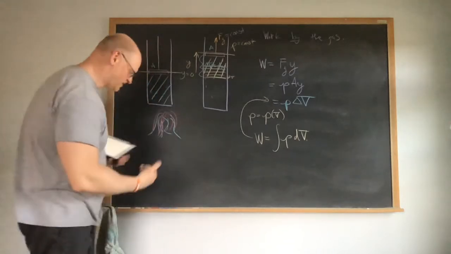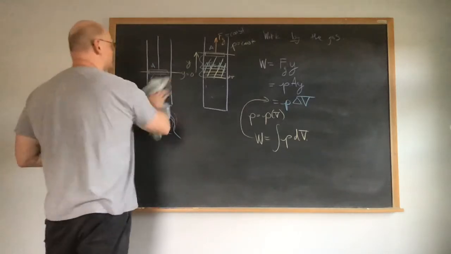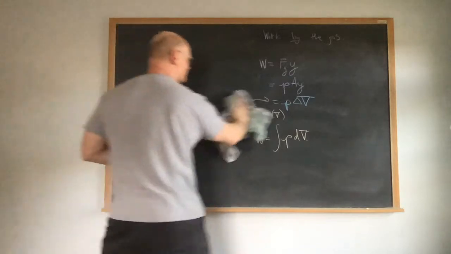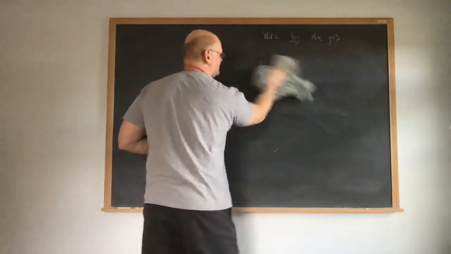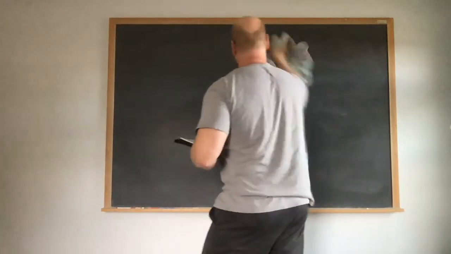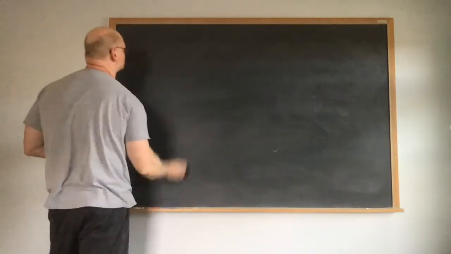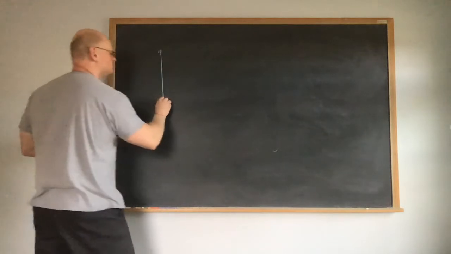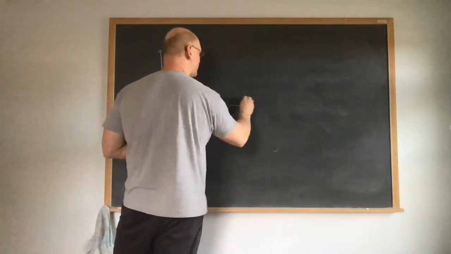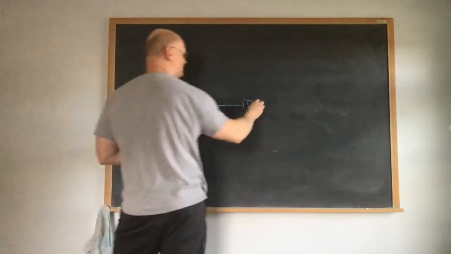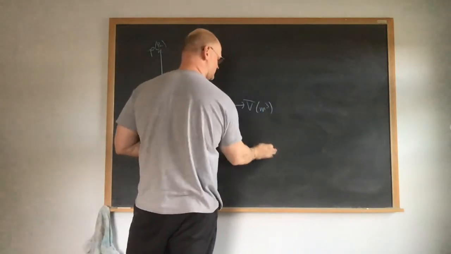Now, the easiest way to think about and interpret work is in terms of what's known as a PV diagram. So let's introduce the idea of a PV diagram. A PV diagram is pressure versus volume. Here, this is volume across this axis, and this is pressure. The pressure has to be in pascals, and the volume has to be in meters cubed.